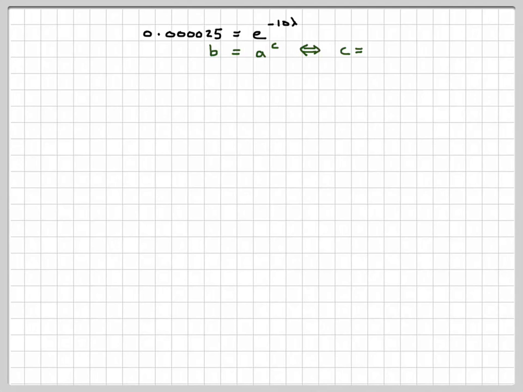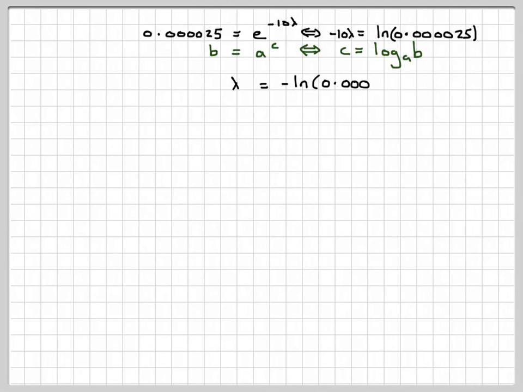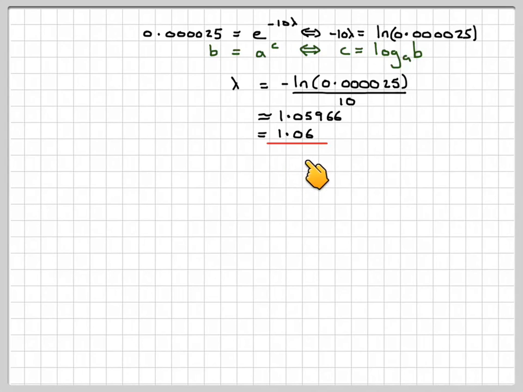But I know from my rules of indices that a^c = b implies that c is log_a of b. So the base is going to be e, and we write log to the base e as ln. So we're going to have that -10λ is equal to the ln of 0.000025. So λ will be equal to minus ln of 0.000025 divided by 10. And that gives me the answer 1.059966, which, correct to three significant figures, is 1.06.